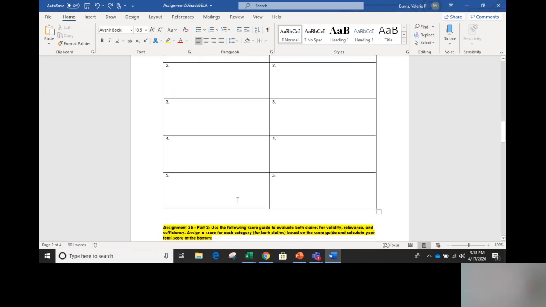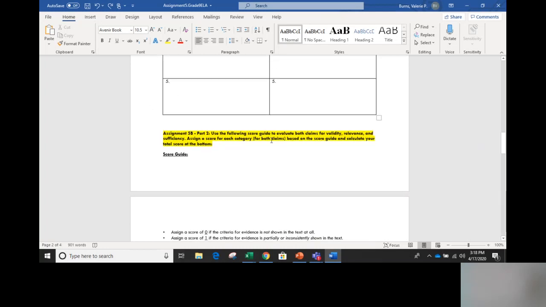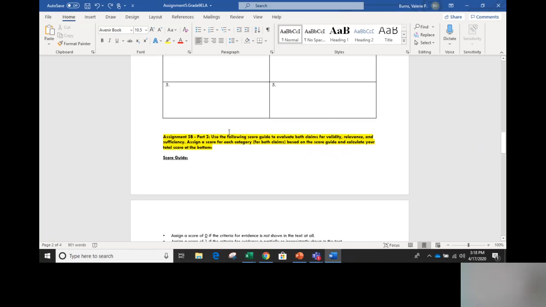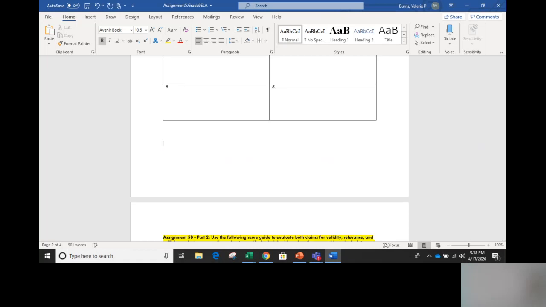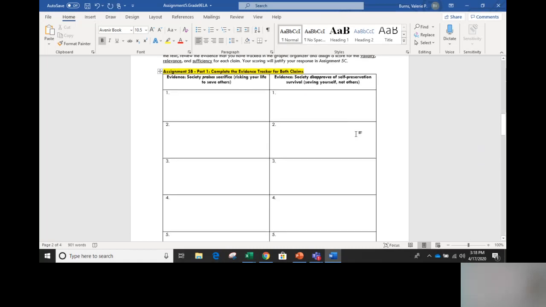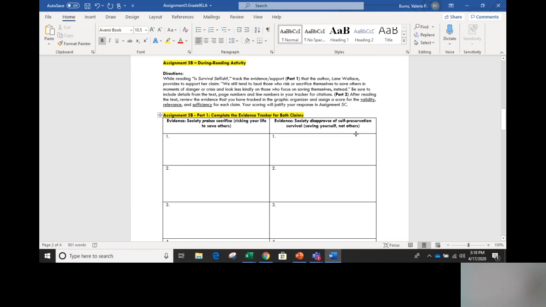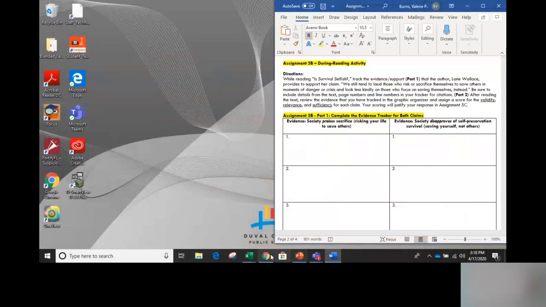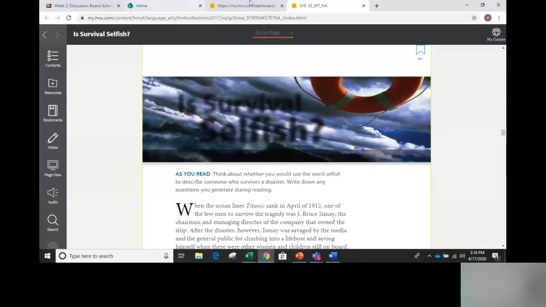And then part 2, which is going to be down here, use the following score guide to evaluate both claims for validity, relevance, and sufficiency. Assign a score for each category for both claims based on the score guide and calculate your total score at the bottom. So we're not going to worry about that one right now. Let's worry about the graphic organizer and getting through the text. Okay, so I'm going to just, as always, make this a little bit smaller here. I'll minimize this PowerPoint, and I need to pull up my text.